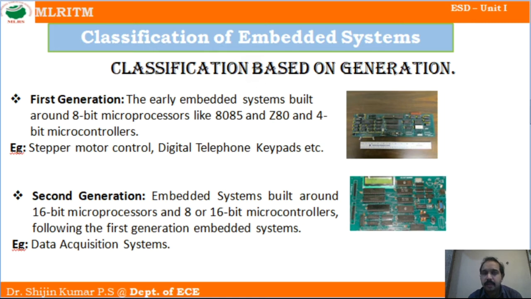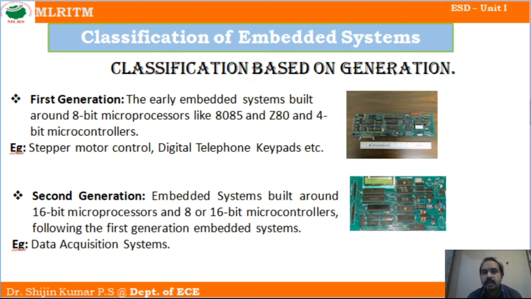Then again, as I told you in the previous lecture, IC technology evolved. So 8-bit microprocessor became what? 16-bit processor, and 4-bit microcontrollers became what? 8-bit microcontrollers. Then the second generation embedded systems were built around what? 16-bit microprocessors and 8 or 16-bit microcontrollers.